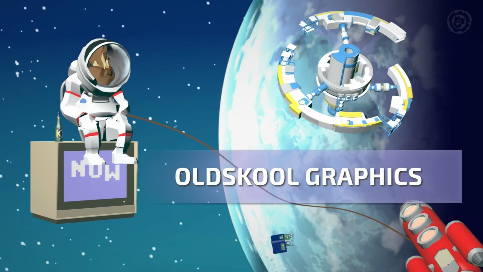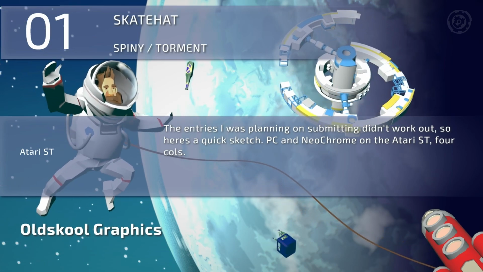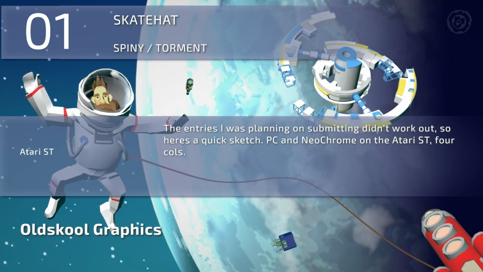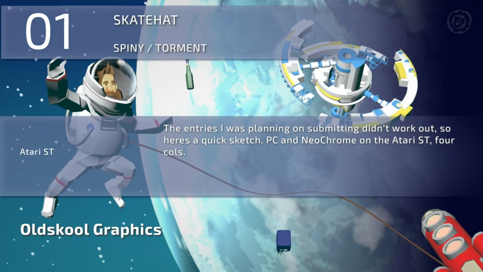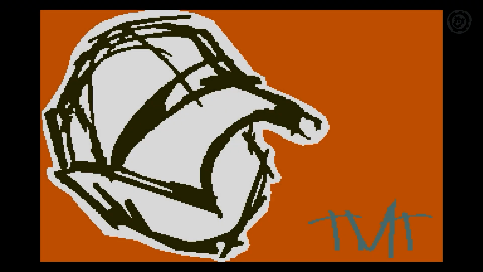Okay, old school graphics. And entry number 1 is Skatehat by Spiny of Torment, and this is on an Atari ST using Neochrome. Yeah, 4 colours on this one for Neochrome.